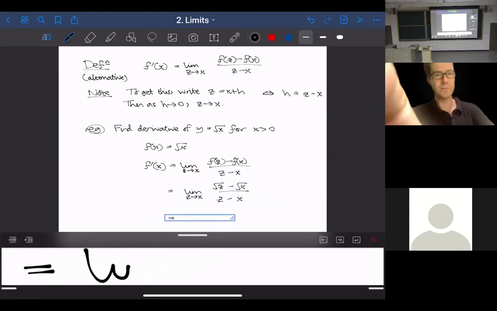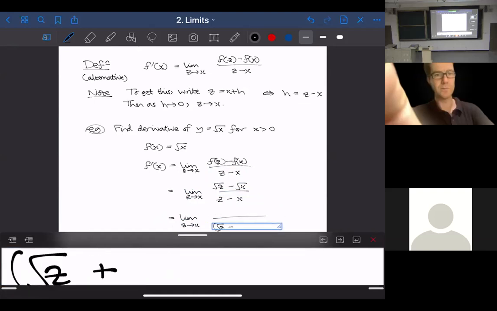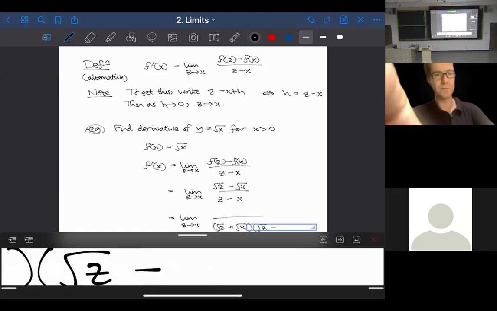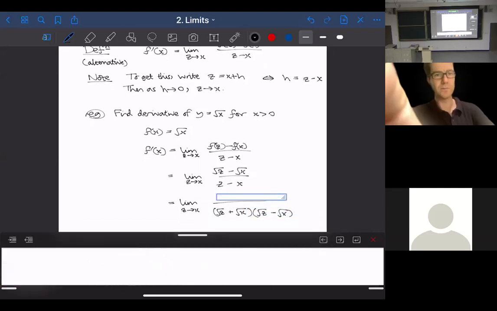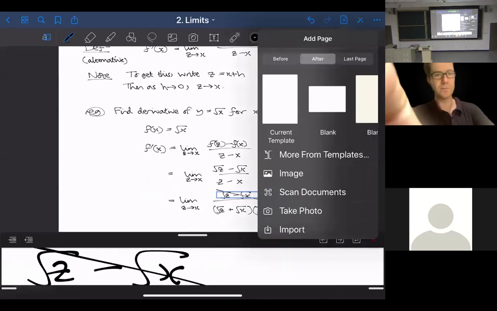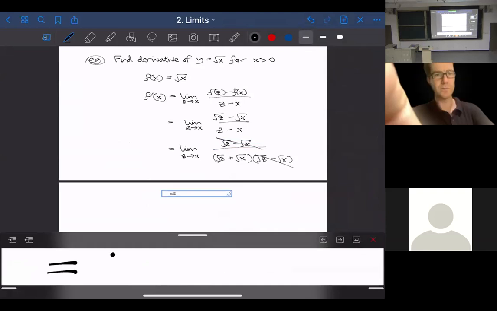And now to calculate this, we have to use the difference of squares formula, but in a bit of a strange way, because z is the square root of z, and x is the square root of x. So the denominator equals that. And that cancels with the numerator. So we just get this.